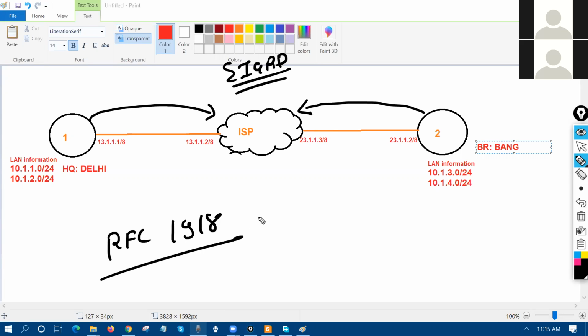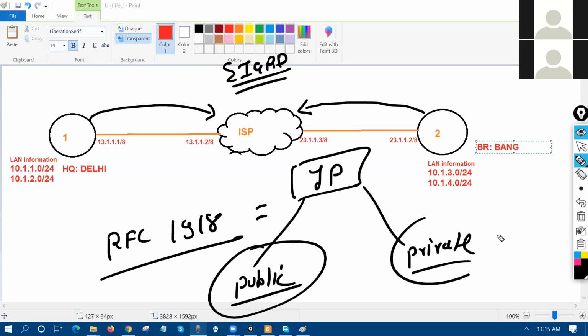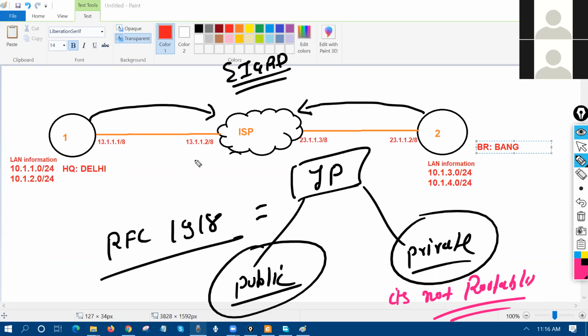So first of all, according to RFC 1918, we have two types of IP addressing. The first is the public IP address, and the second is the private IP address. The main difference between public and private is that private addresses can be duplicated, and they are not routable. It's not routable, so you cannot share this information.